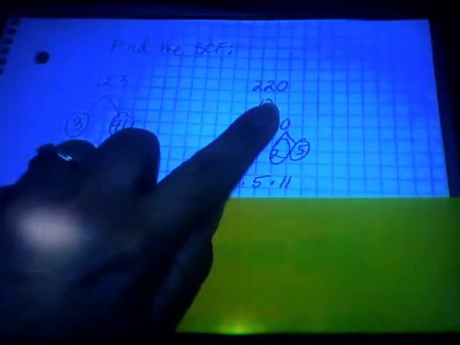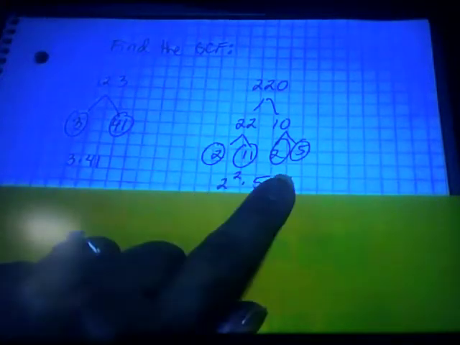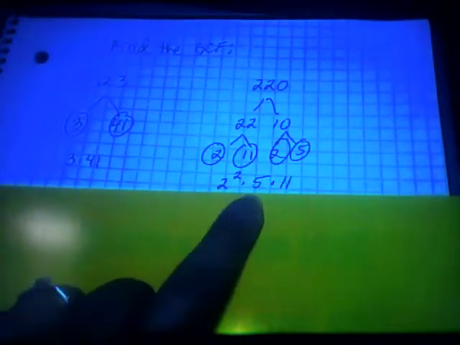220 ends in 0, so use 10. 22 times 10. 22 is 2 and 11, and 10 is 2 and 5. Doesn't that give you 2 squared times 5 times 11?